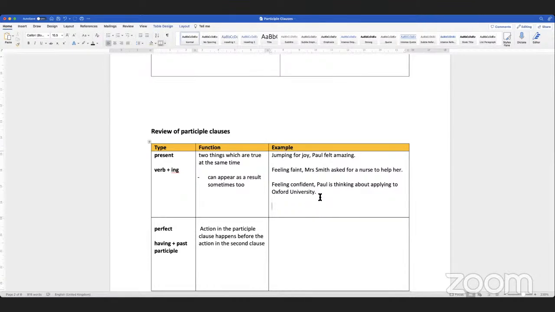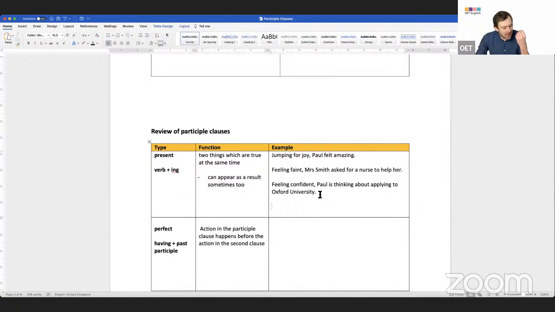If you don't feel confident, you will not apply for Oxford. Look, that is the absolute foundation of every single time we add another idea to a sentence. It's always, what's the relationship between those two things?